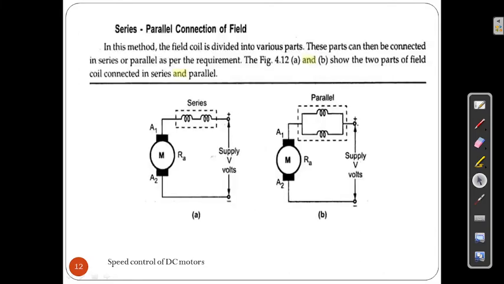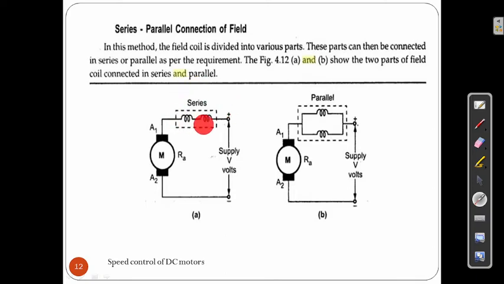Here you can see series and parallel connection of field. In this method, the field coil is divided into various parts. These parts can be connected in series or parallel as per the requirement. See figure 4.1 A and B, where the two parts of the field coil are connected in series as well as parallel. The main concept here is that the field coil is divided into two parts. From this we will have control over this motor.